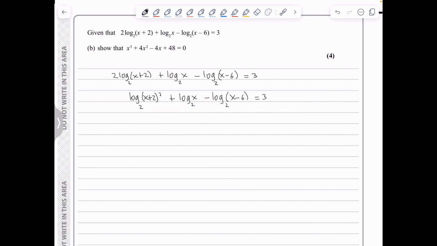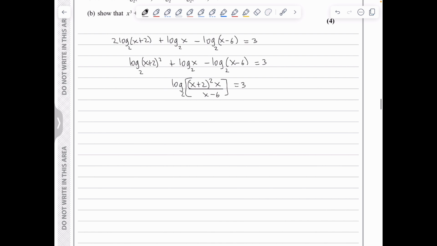This means that the left-hand side can be written as the log of x plus 2 squared times x over x minus 6 base 2 being equal to 3, and I remove the logarithm by saying that x plus 2 squared times x over x minus 6 is equal to 2 cubed.